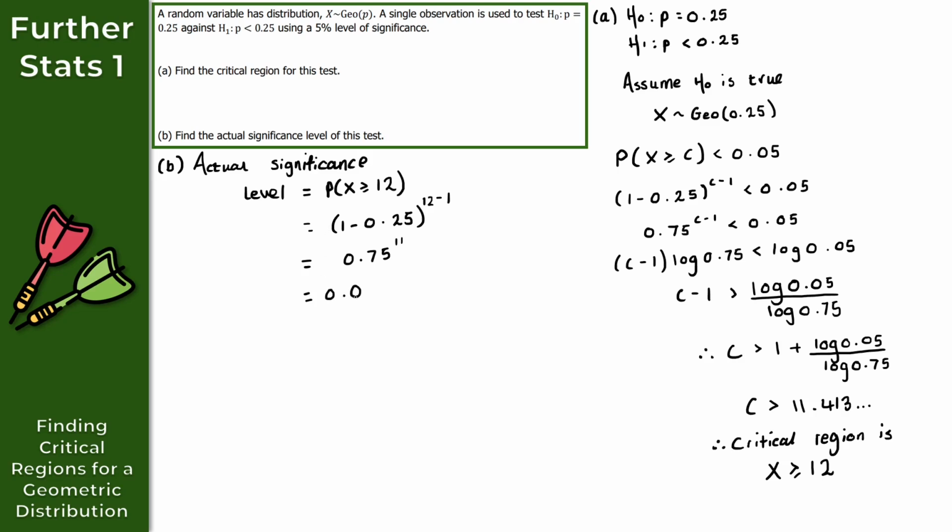what you should get is 0.0422. And there we have it. That gives the solution to part B, and that gives the solution to the very last question, question 2. And that brings the end of this video on finding critical regions for a geometric distribution.